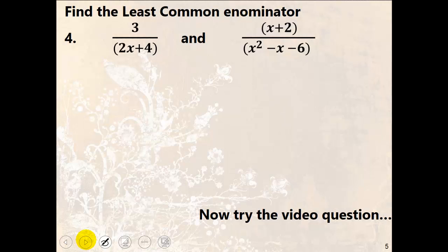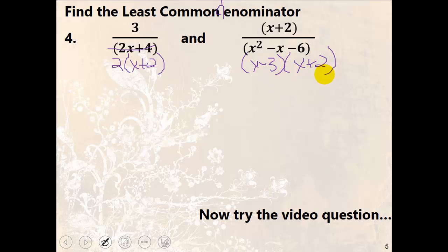So why don't we work on this next one? We're going to find the least common denominator of 3 over 2x plus 4 and x plus 2 over x squared minus 6 minus x. So I'm going to factor first. So this just becomes 2 times x plus 2. This becomes x minus 3 times x plus 2. Okay, we're not canceling anything yet.